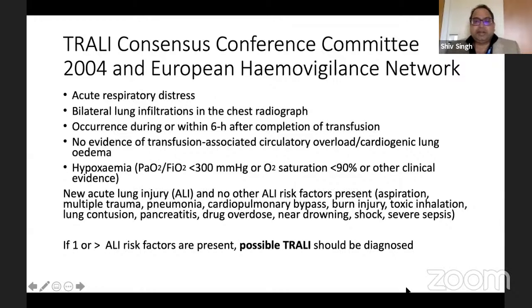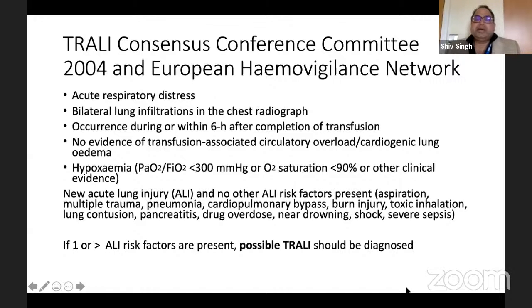So it should not be secondary to aspiration or multiple trauma, pneumonia, cardiopulmonary bypass, burn injury, toxic inhalation, lung contusion, pancreatitis, drug overdose, near drowning, shock, or severe sepsis. These should not be present. This should not be the cause.